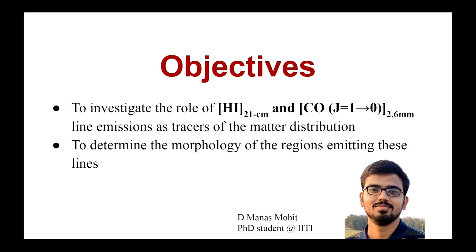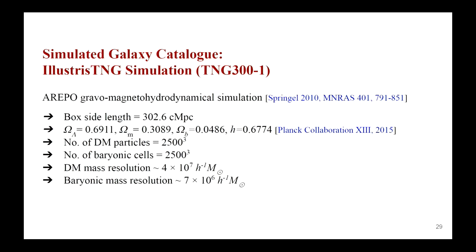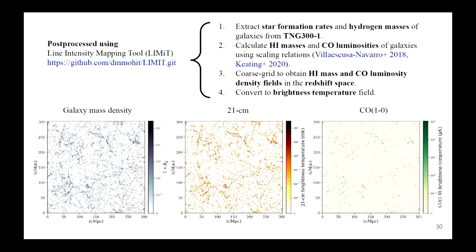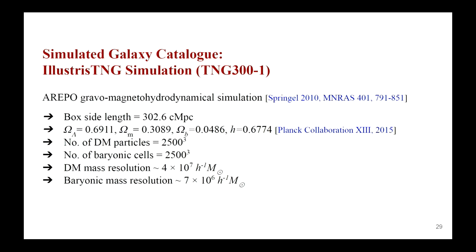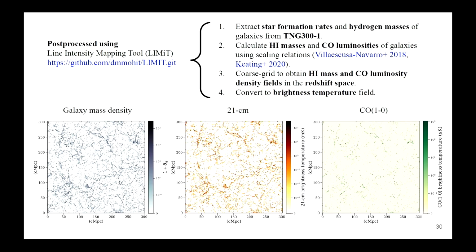This particular work is led by this particular student, Mohit, and so we essentially simulated again in the same fashion the 21 centimeter signal. Now the 21 centimeter signal comes from the galaxies, and the CO signal from the galaxies as well, following the same formalism. But in this case we used the IllustrisTNG simulation, which actually gives you the HI mass by default, and also you have the star formation rate density. So from the star formation rate density, we painted the halos with CO luminosity.